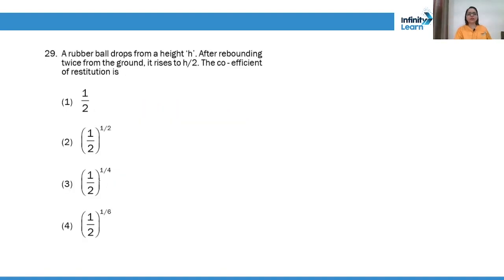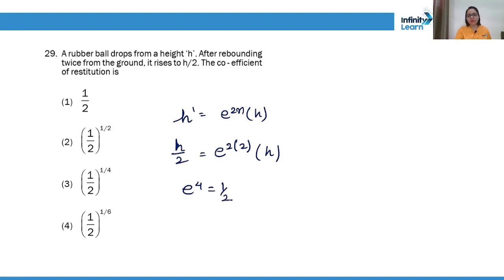Question number 29. A rubber ball drops from height h. After rebounding twice from the ground, it rises to h by 2. The coefficient of restitution is. So basically h dash is e power 2n into h. So h dash is h by 2 is equal to e power 2 into number of rebounds, it rebounds twice. That means n is equal to 2, into h. So e power 4 is 1 by 2. So e will be (1 by 2) to the power 1 by 4, which is option 3.